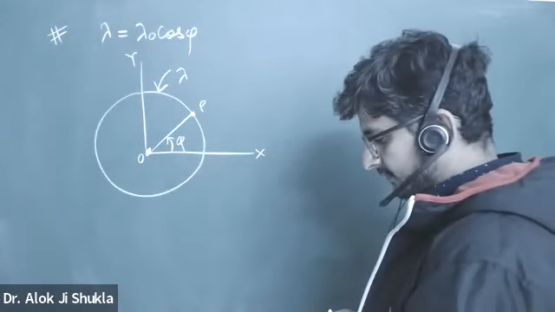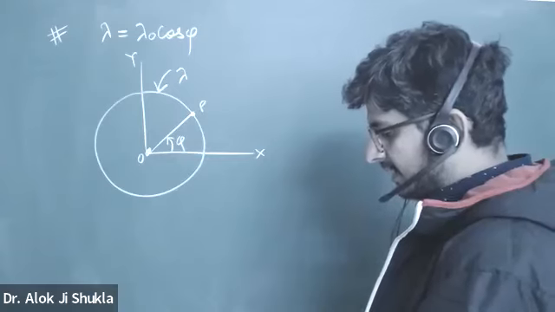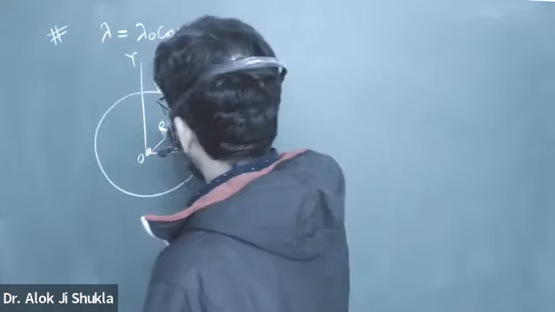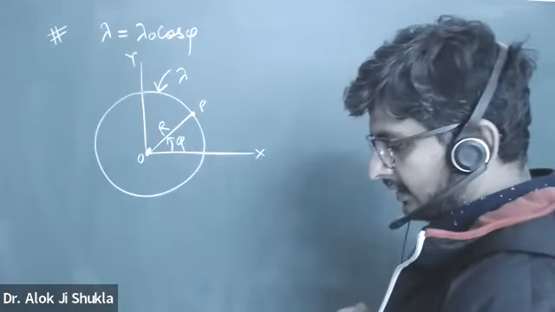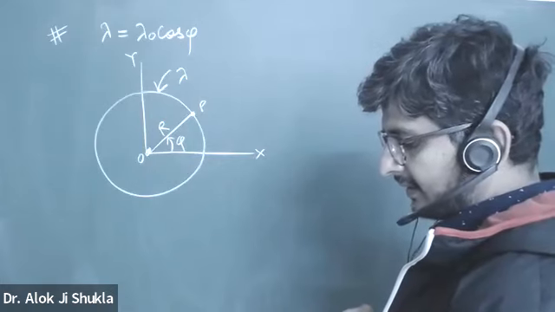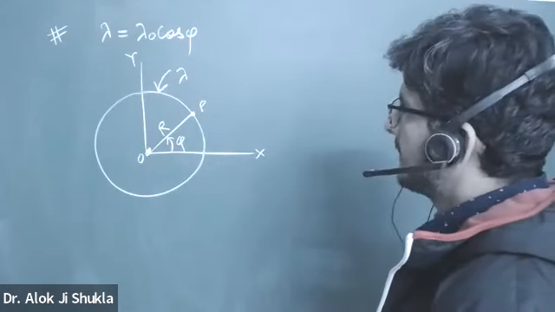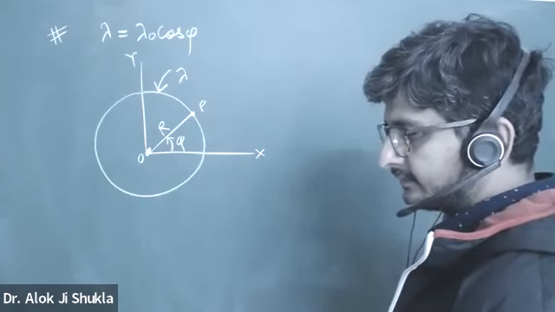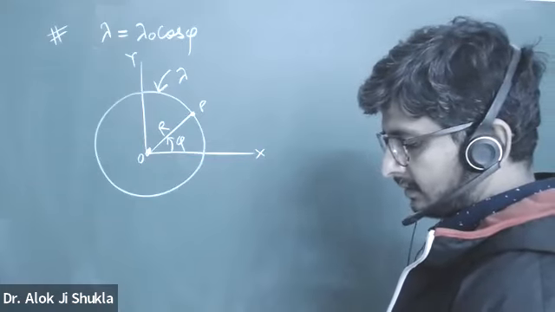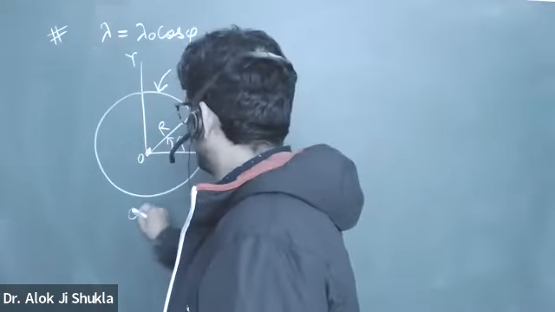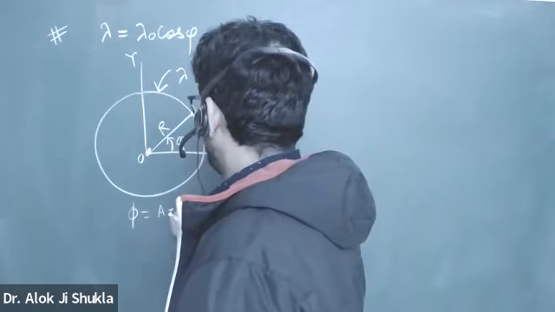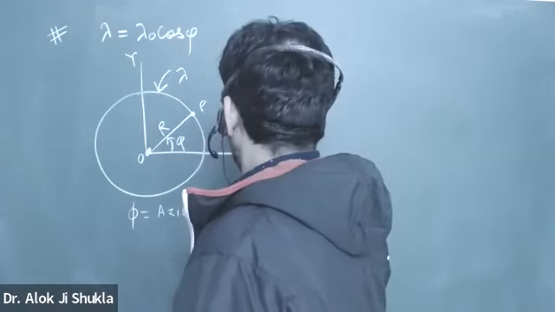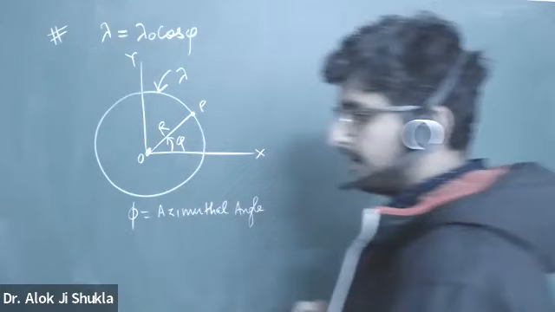A thin non-conducting ring of radius capital R. This radius is capital R. A thin non-conducting ring of radius capital R has a linear charge density lambda is equal to lambda naught cos phi. Phi is this angle. It is called azimuthal angle.